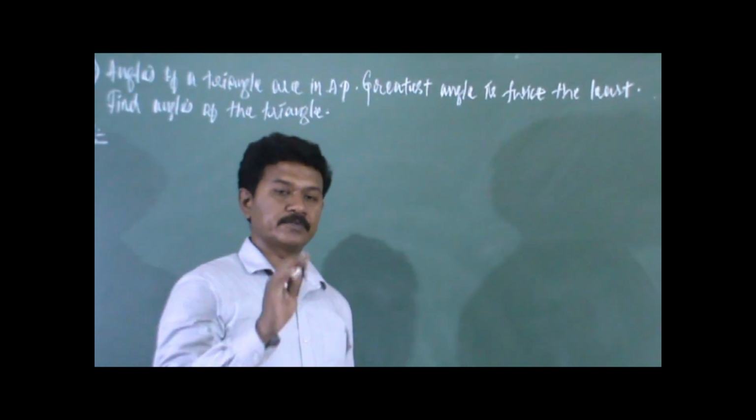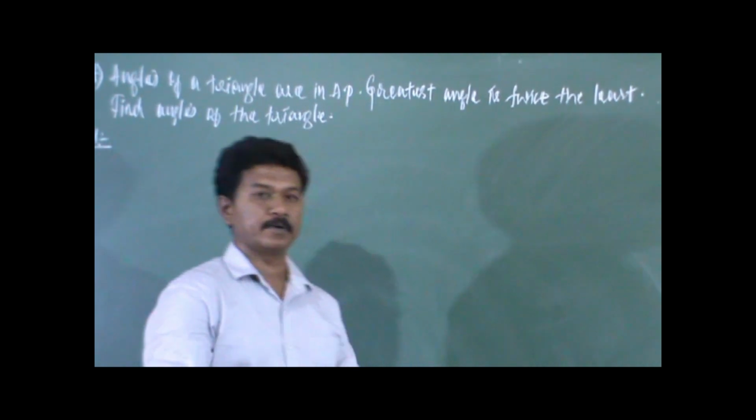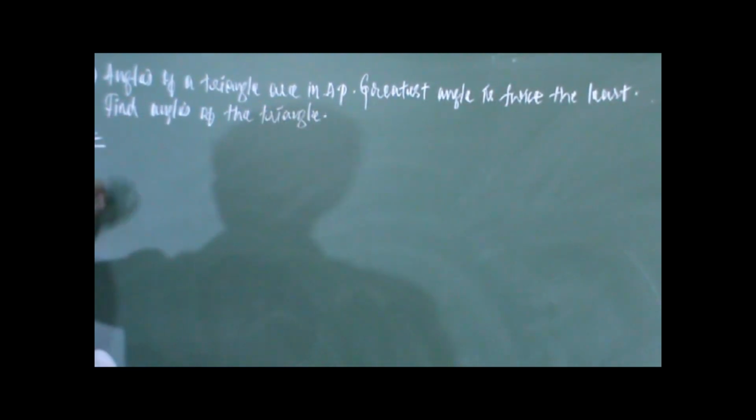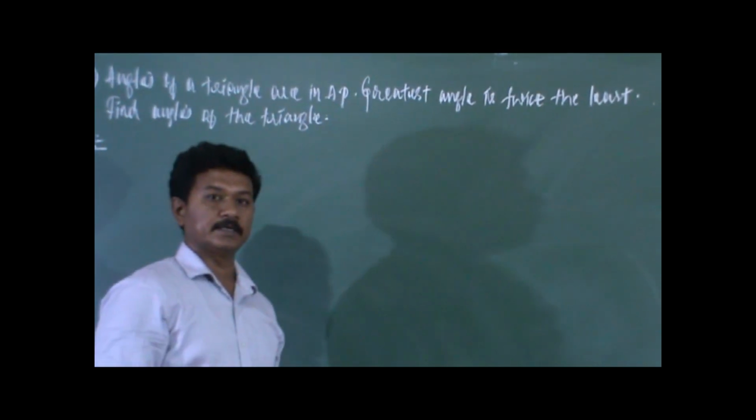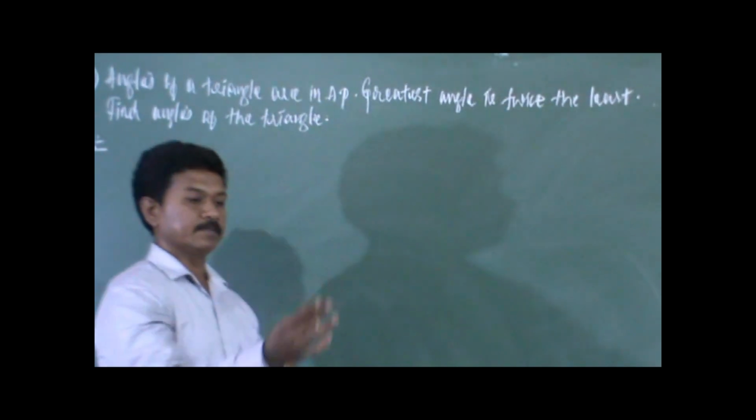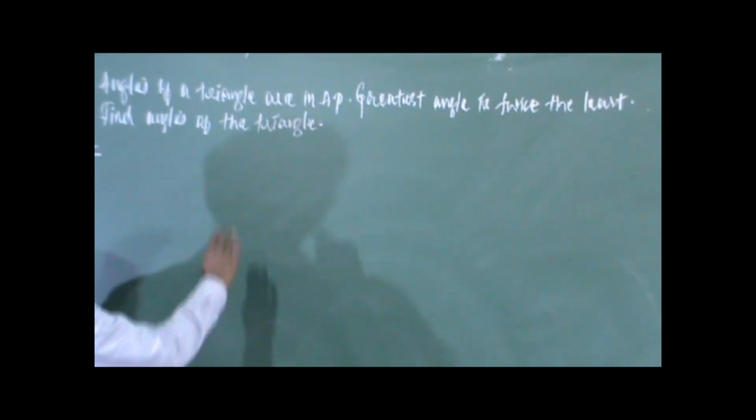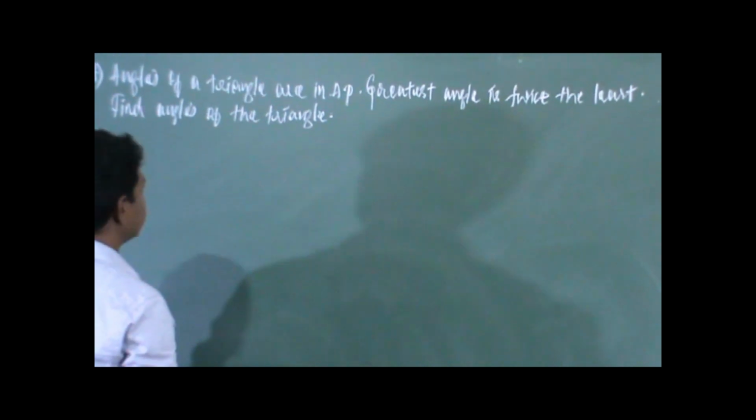We will go with the next very important problem, that is an application problem on arithmetic progressions. So angles of a triangle are in AP. Similar to that we had earlier done a problem in this, but this is a little bit totally different from that. So greatest angle is twice the least.